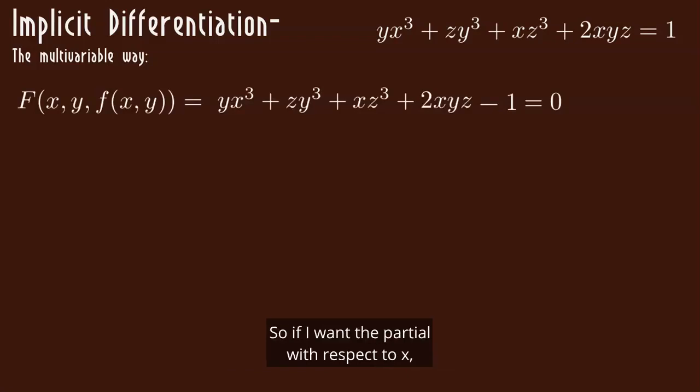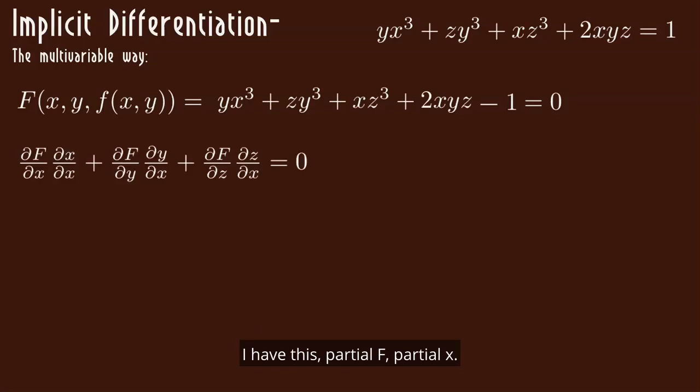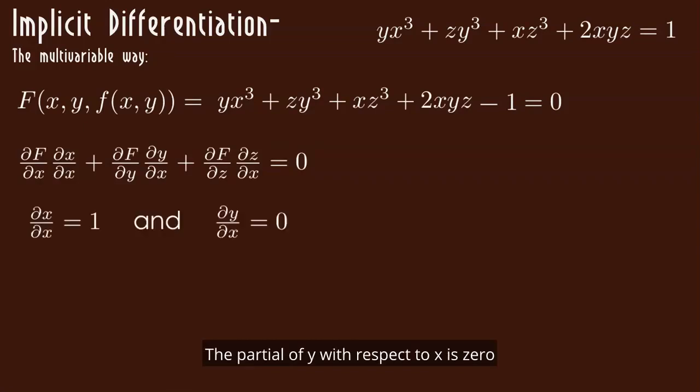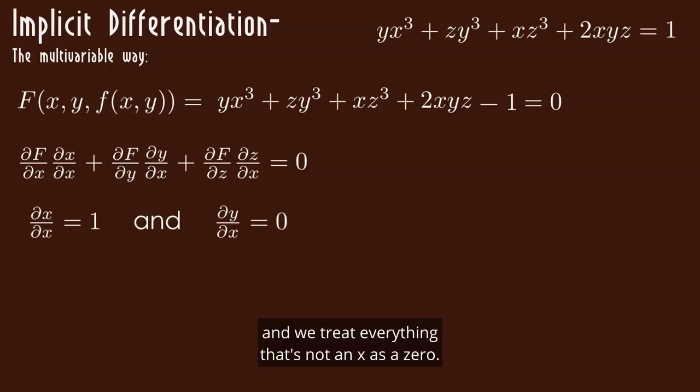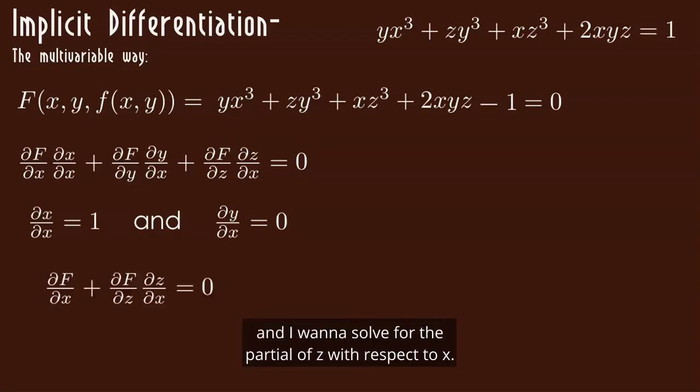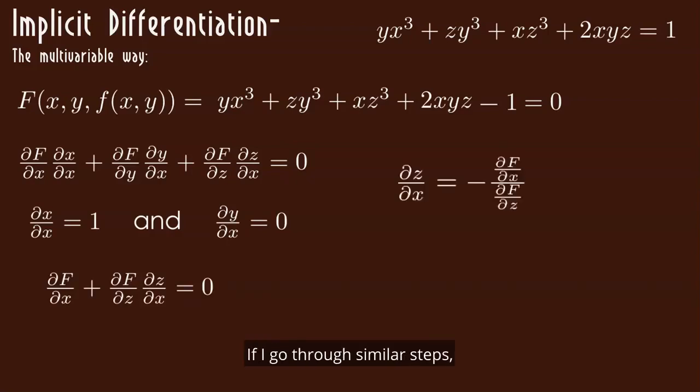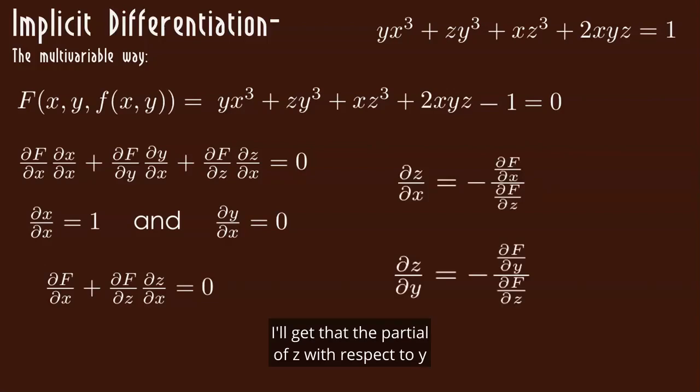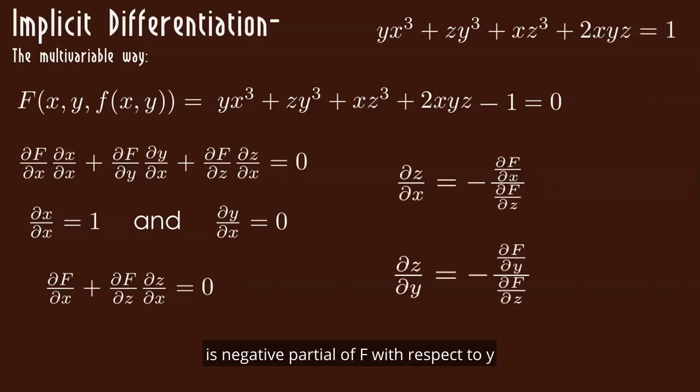So if I want the partial with respect to x, I have this, partial F partial x. I'm not going to read it. Again, I get tongue-tied. So I get this expression. Again, notice that dx is 1. The partial of y with respect to x is 0 because y is not x, and we treat everything that's not an x as a 0. So plugging that in, I'm only left with these 3 expressions. And I want to solve for the partial of z with respect to x, so I get this equation. If I go through similar steps, I'll get that the partial of z with respect to y is negative partial of F with respect to y over partial of F with respect to z.